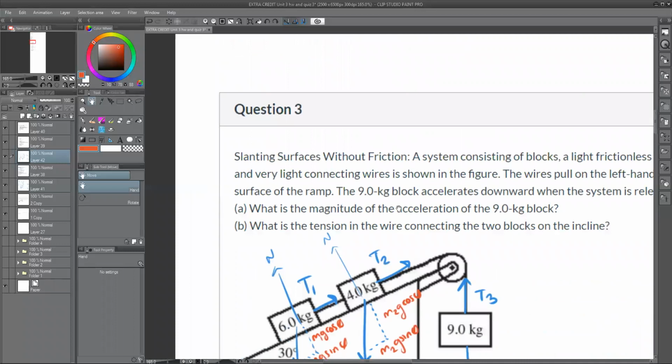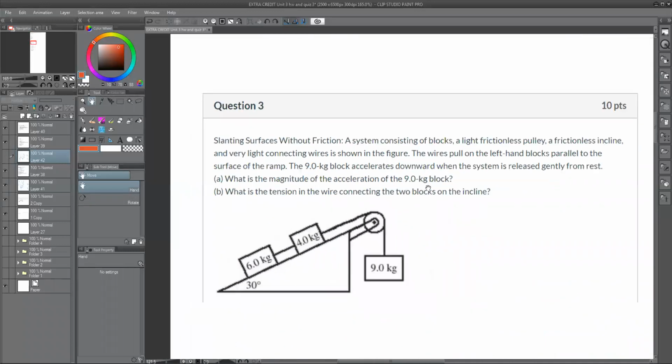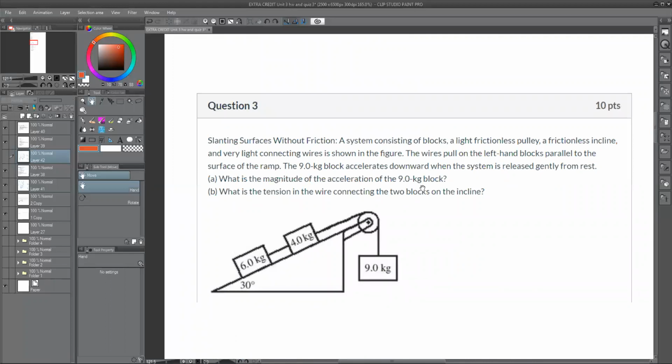For our second problem, it's asking, a system consisting of blocks, a light frictionless pulley, a frictionless incline, and a very light connecting wire is shown in the figure. The wires pull on the left-hand blocks parallel to the surface of the ramp. The 9-kilogram block accelerates downward when the system is gently released from rest. A, what is the magnitude of the acceleration of the 9-kilogram block? And B, what is the tension in the wire connecting the two blocks on the incline?